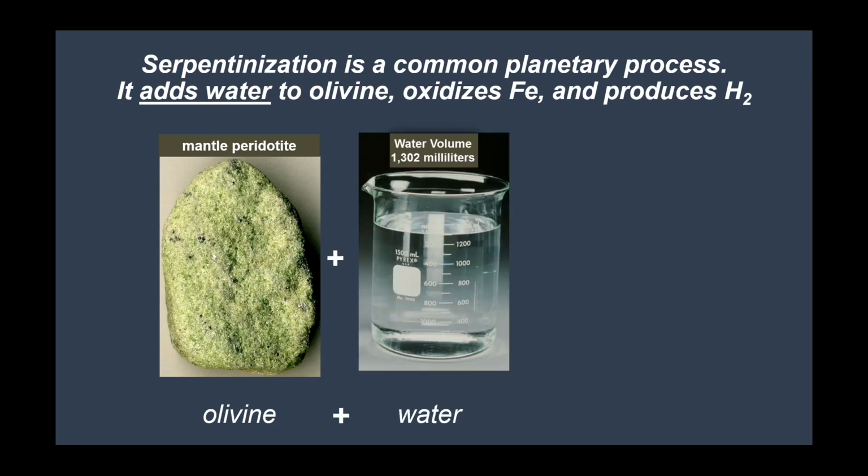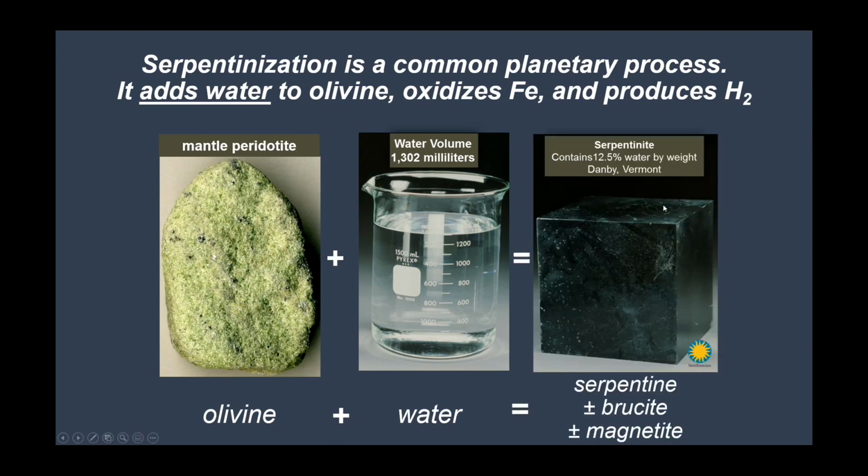So this is a beaker of water here, and it's exactly 1.4 or 1.3 liters, because this rock here, this is an exhibit in the Smithsonian. I encourage you all to see it if you're ever in Washington, D.C. That contains exactly this much water. So this rock contains 12.5% water by weight. And so this rock used to be nominally anhydrous, completely olivine rich with accessory minerals, and now is completely serpentinized and containing serpentine, brucite, and magnetite.